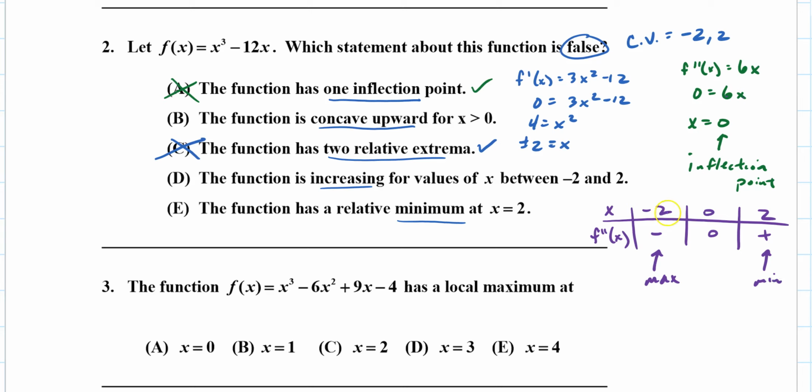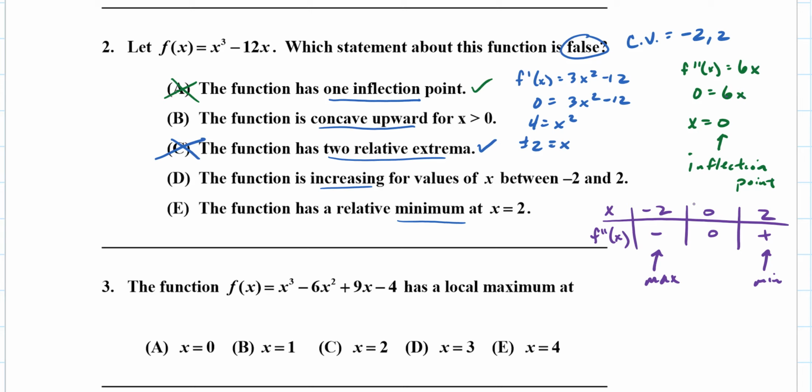and if I have a maximum value at -2, that means my function has to be increasing up until -2, because that's my maximum value. Then it starts to decrease.